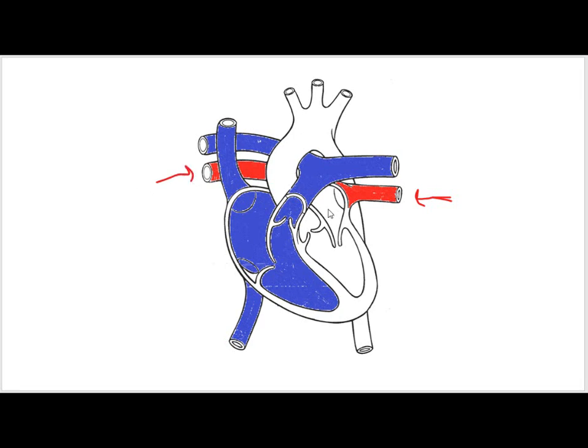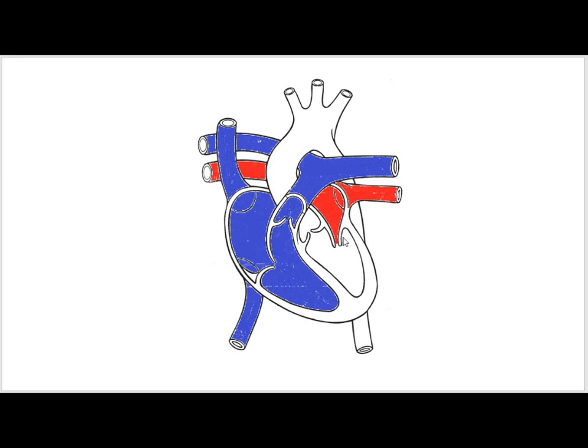From the left and right lung, the blood comes to the left atrium. So right over here is the left atrium. The blood is going to come to the left atrium. So now the blood is in the left atrium. The function of the left atrium is basically to receive blood from the left and right pulmonary veins.